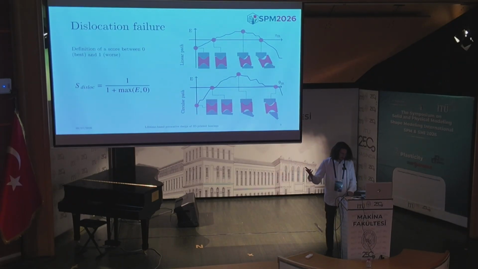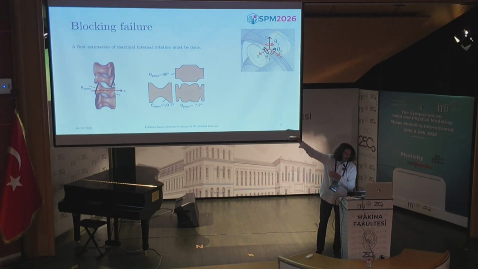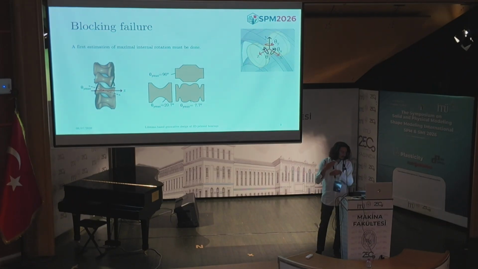So that is for the dislocation failure. I will explain later how to modelize the lifetime. For the blocking failure, this is a bit tricky to explain, but this is an internal rotation, because there is clearance between the components, so there is an internal rotation of the roller. And when it rotates, it's blocked together. But first of all, we have to know if this rotation is feasible or not, and we will quantify how the roller can rotate in that direction or not.